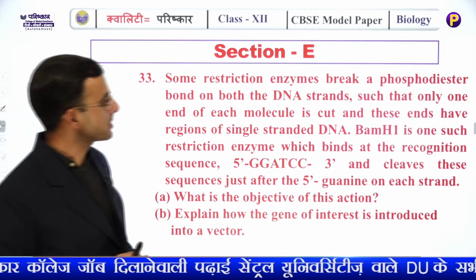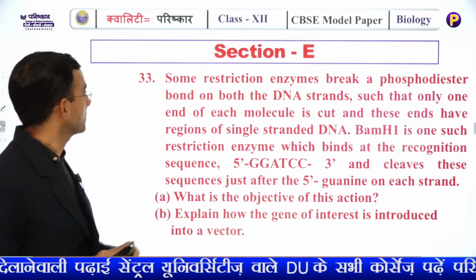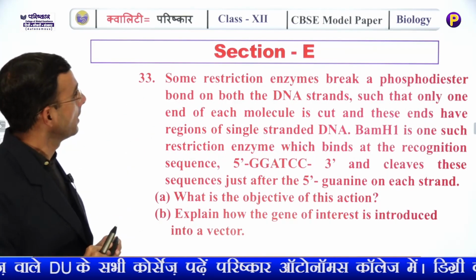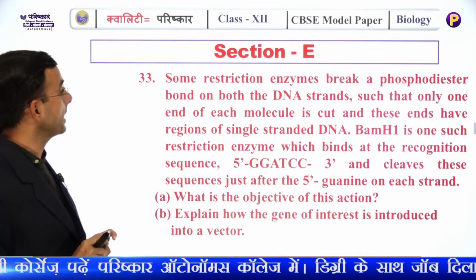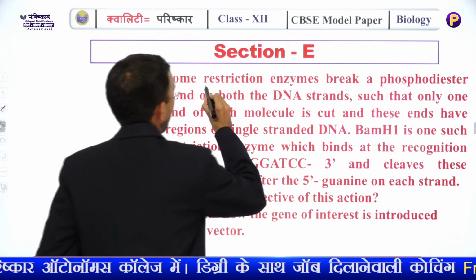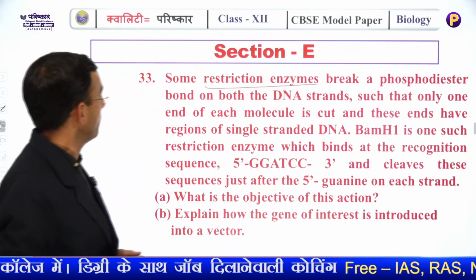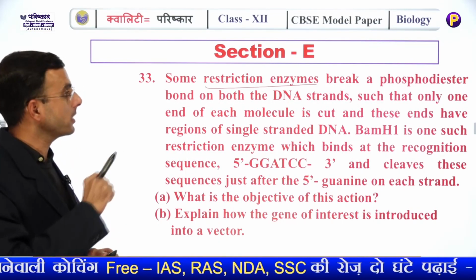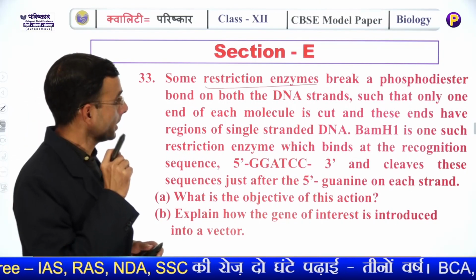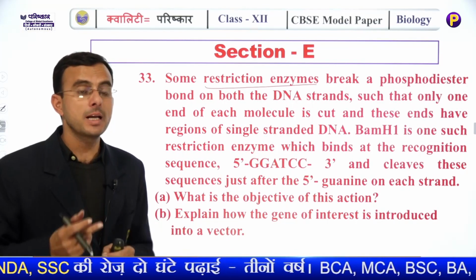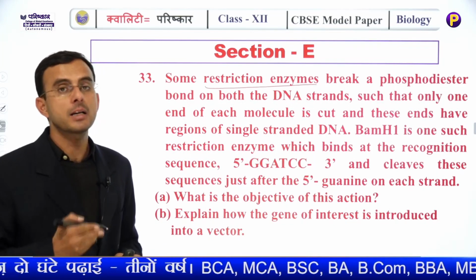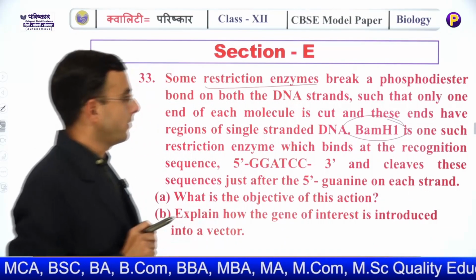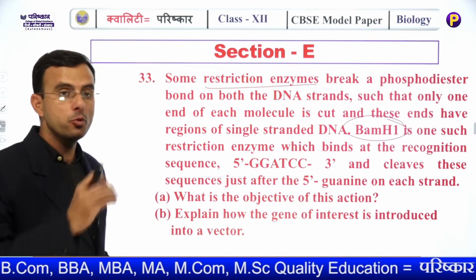And in this section the last question is the 33rd question. Some restriction enzymes break a phosphodiester bond on both DNA strands. That means we are talking about restriction enzymes, which we utilize as molecular scissors, and they cut the DNA. In this one we are utilizing BamHI, and that BamHI is utilized to incorporate a DNA.